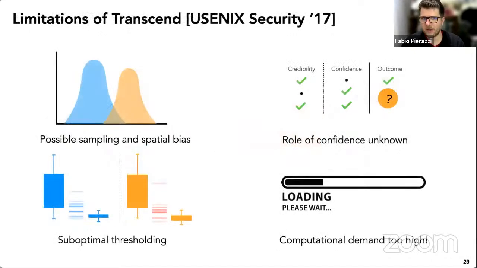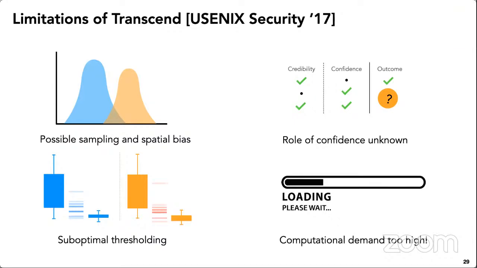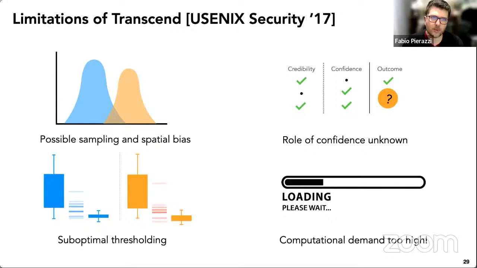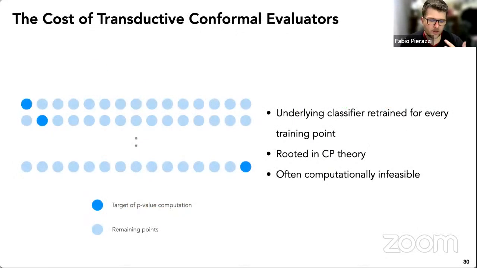I'm not going to go into the detail because I wanted to give you more of an overview, but the major limitations of Transcend were that, from an experimental perspective, there was possibly sampling and spatial bias in how the experiments were defined. And because I just told you that we have both credibility and confidence for each point, the role of confidence was unknown. The thresholding was also suboptimal because it was an exhaustive search and it took a lot of time. But maybe the major limitation was that the computational demand was just too high. I do not remember the number exactly, but it takes a few weeks to run experiments on a simple data set.